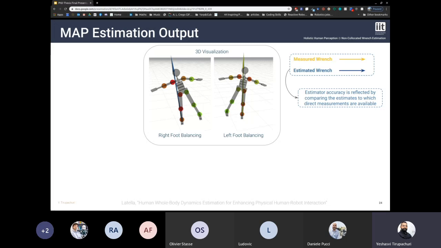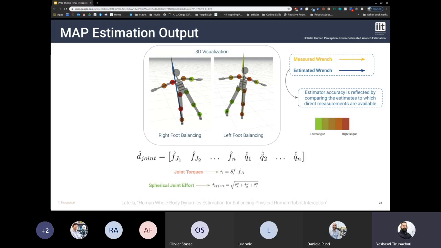Finally, the spheres at different human joints reflect the articular stress. This is estimated by projecting the estimated joint wrenches on their motion subspace, and then the spherical joint effort is computed by considering the individual joint torques for the 3 degrees of freedom which the spherical joint is composed of.